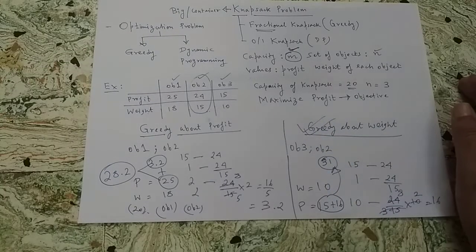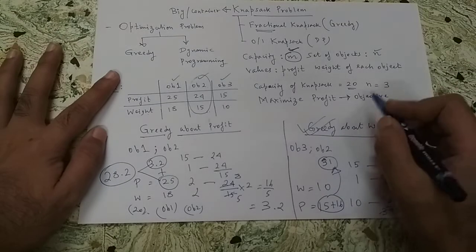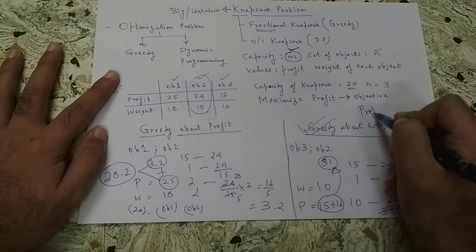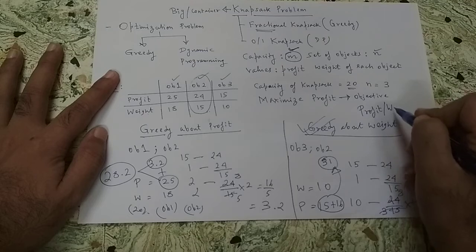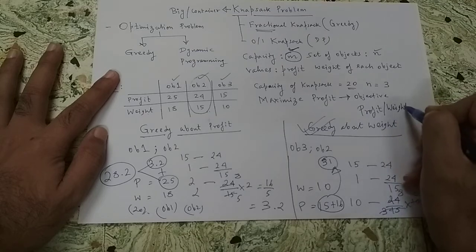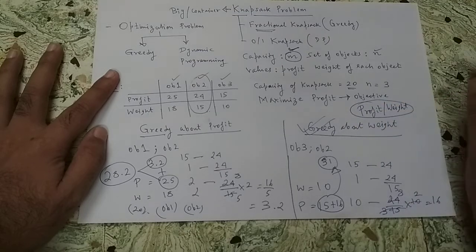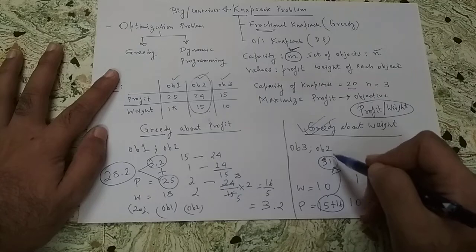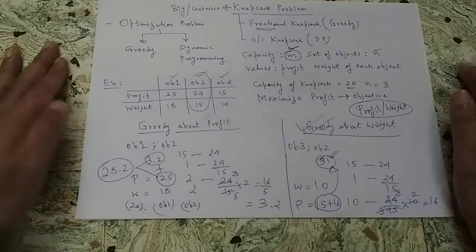But now what I'll show you is a third approach where being greedy about profit per weight will give us the best performance. It will exceed even this value of 31. So let's see how that happens.